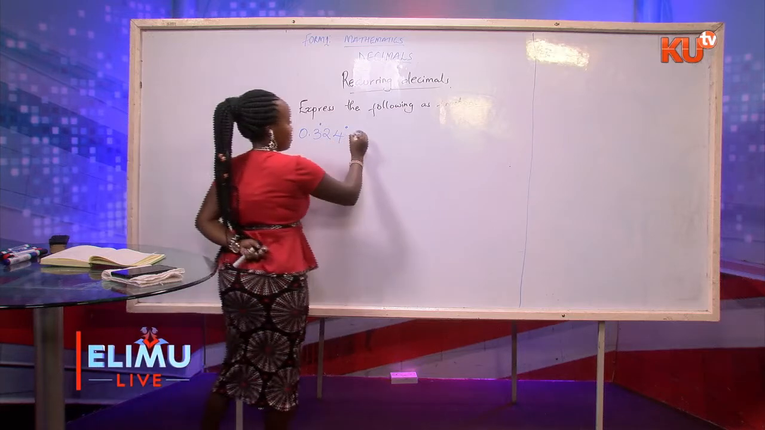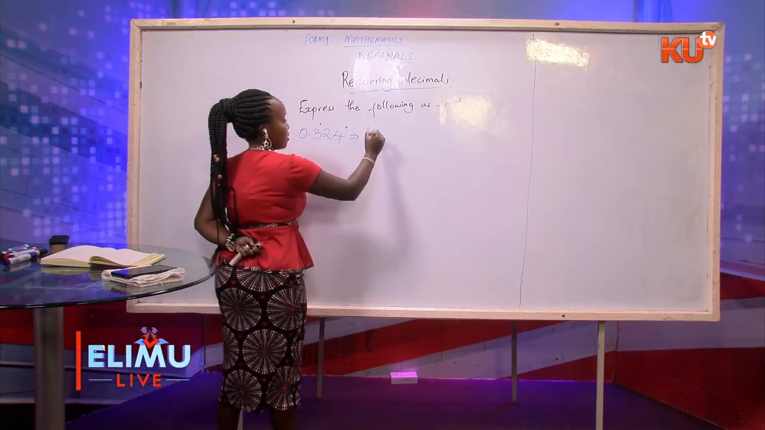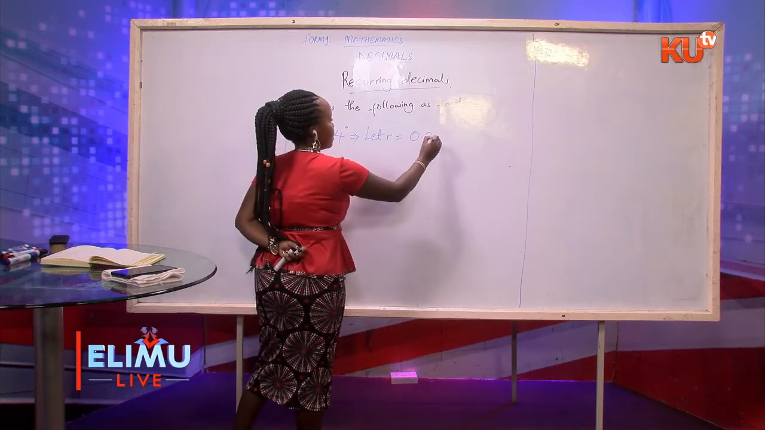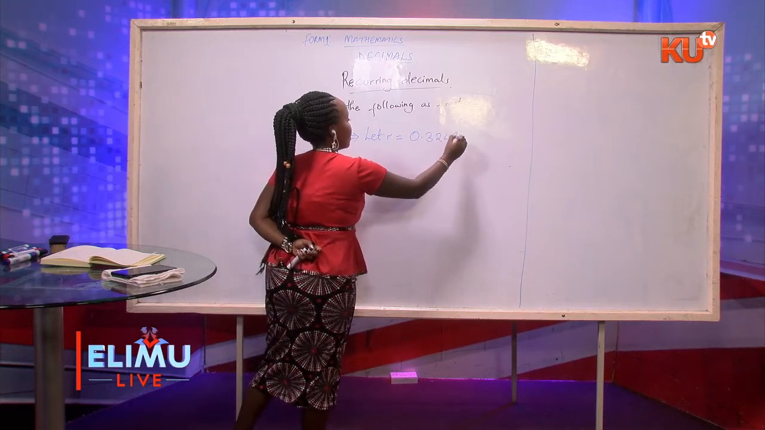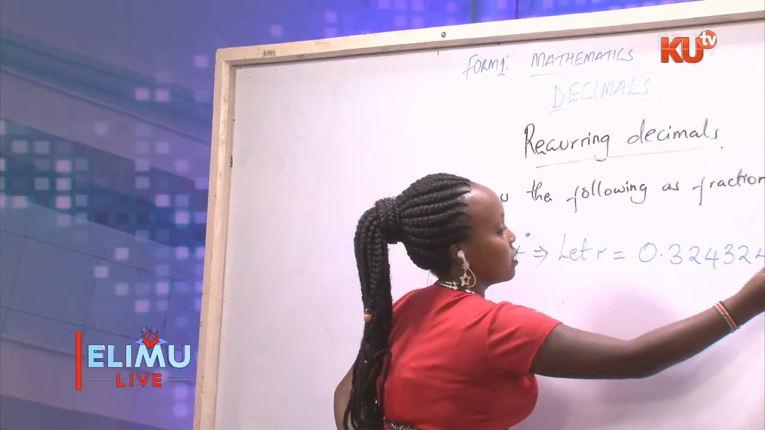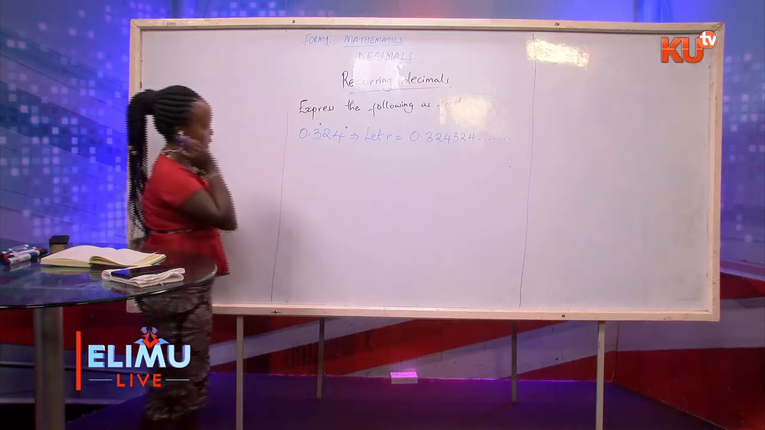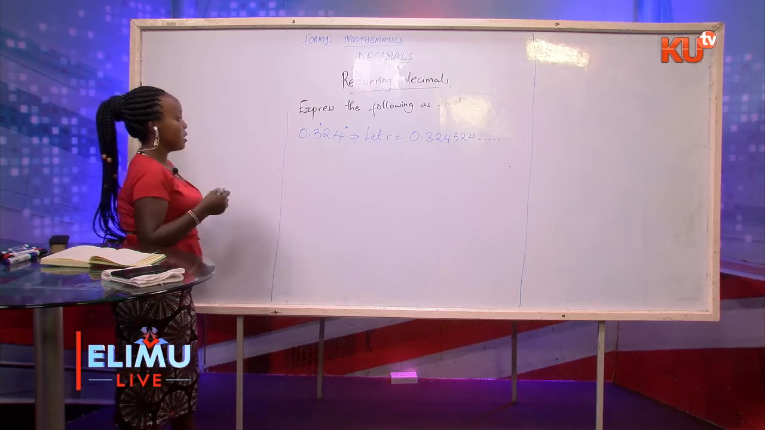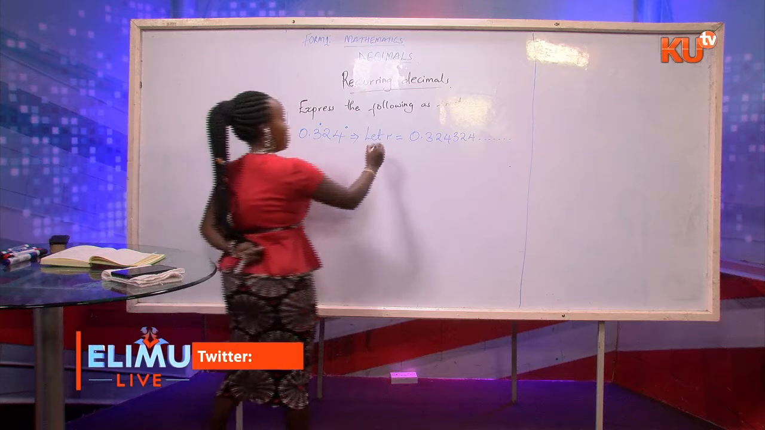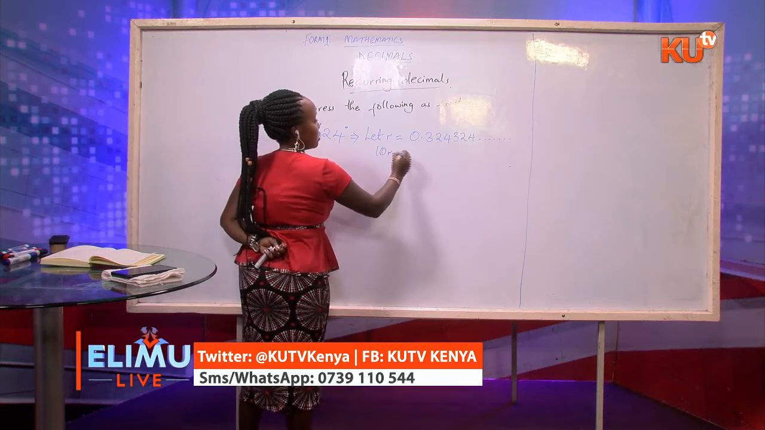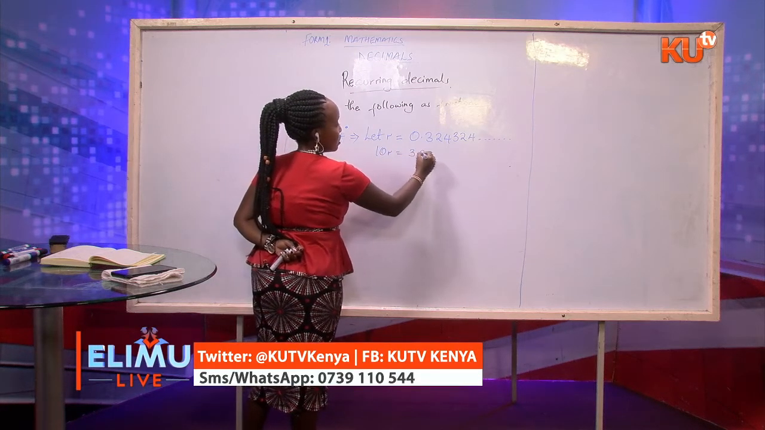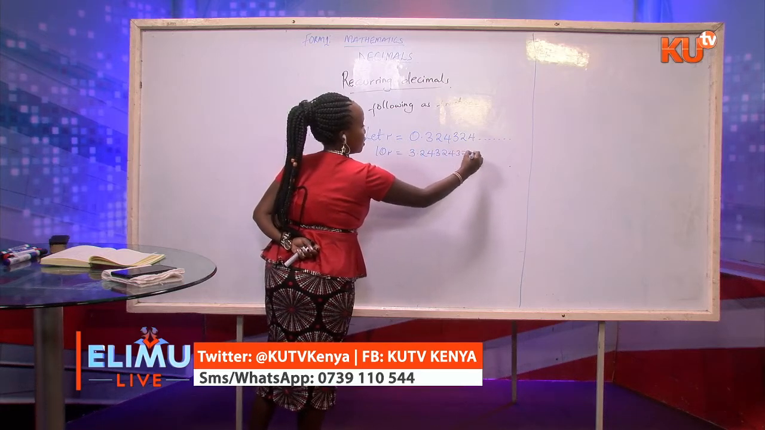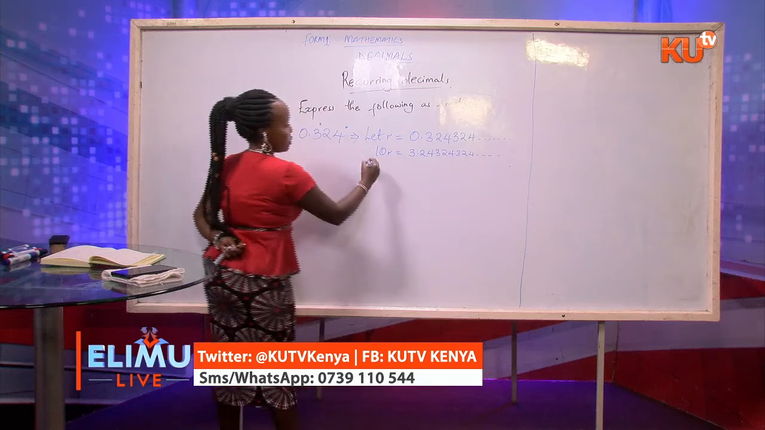So this one, our R will be 0.324324 continuously like that. So we are going to find the number whereby after the decimal place we have digits that are equal. We are going to follow step by step. 10R will be 3.24324 continuously. They are not the same, so we just continue.